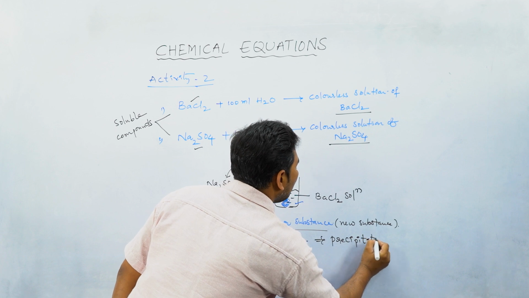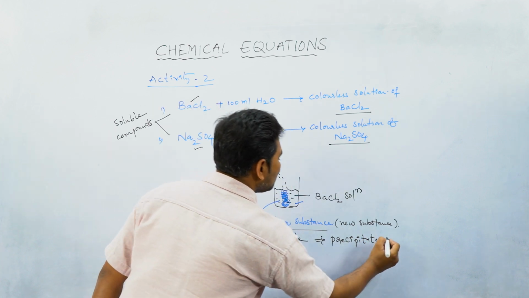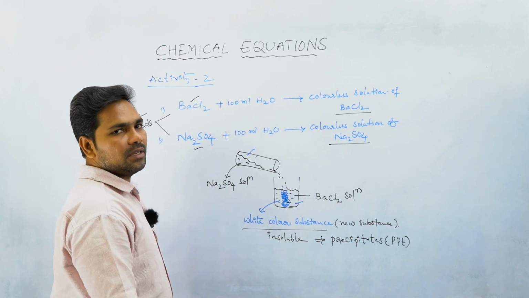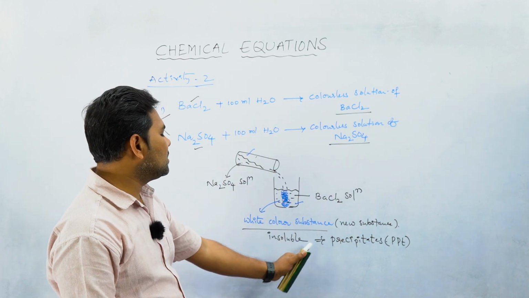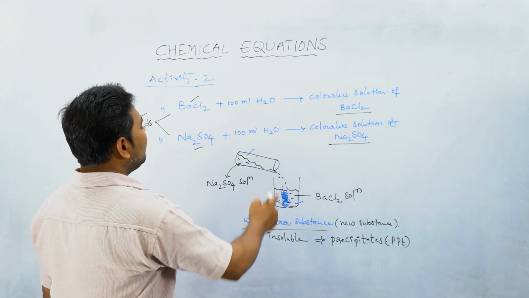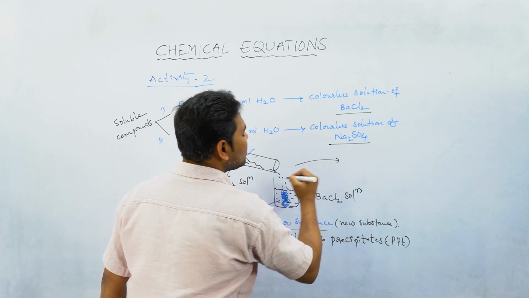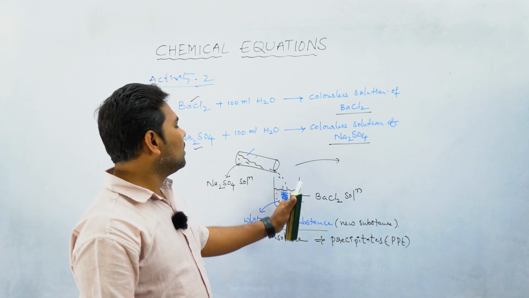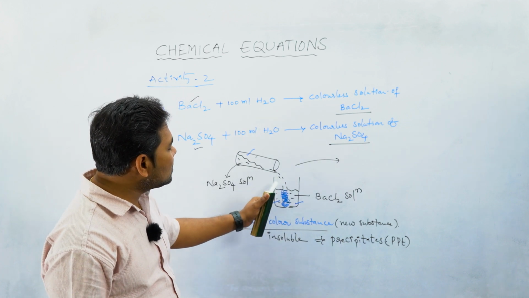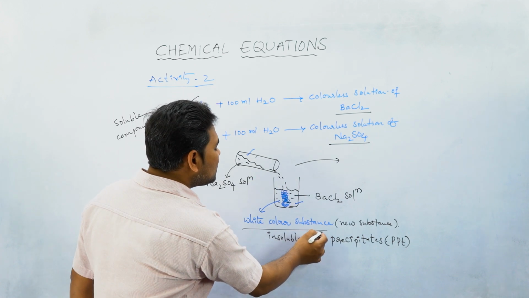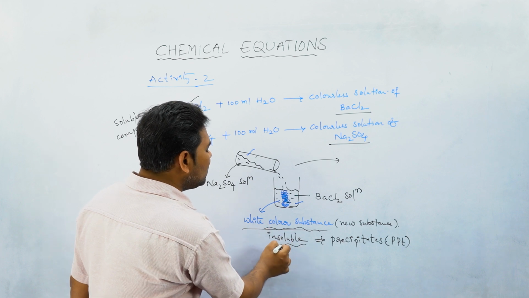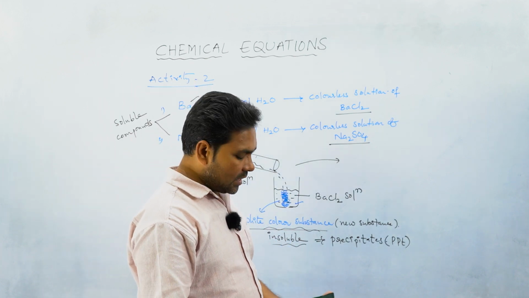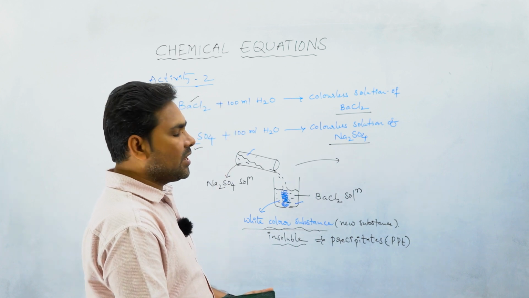Precipitates are generally represented by PPT. So here a white color substance, a precipitate, is formed. This is also an indication of chemical change. How can we take it as an indication? Because during this reaction a new, insoluble substance, a white precipitate, is clearly observed. So we can consider this also an example of a chemical change.